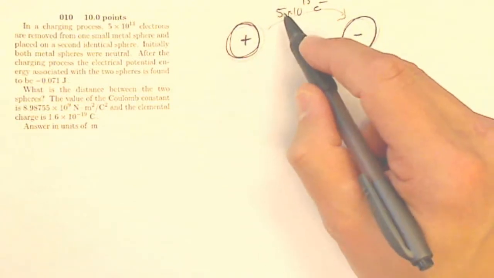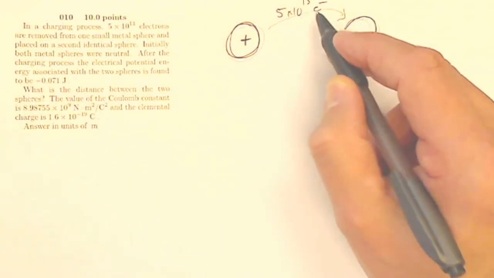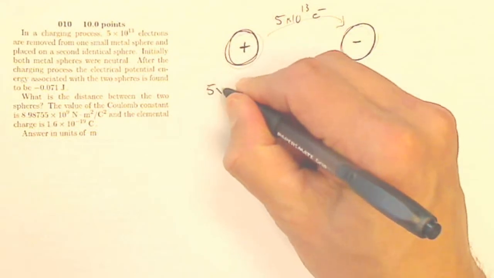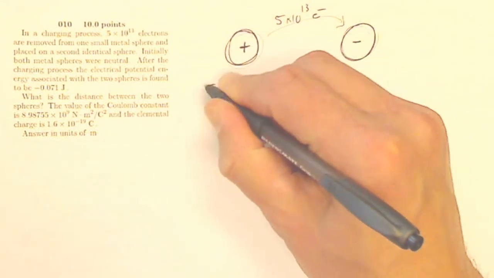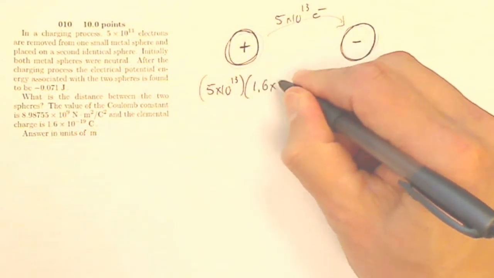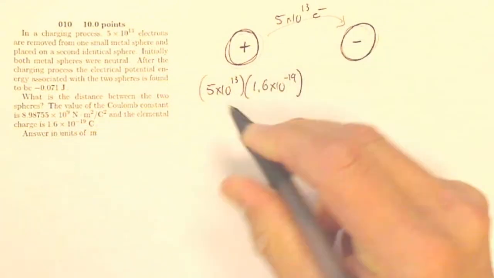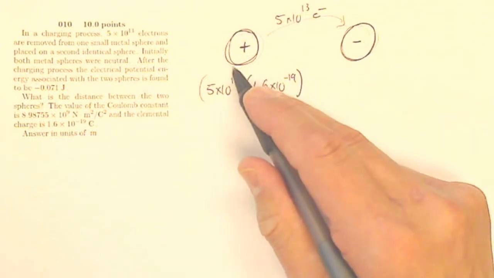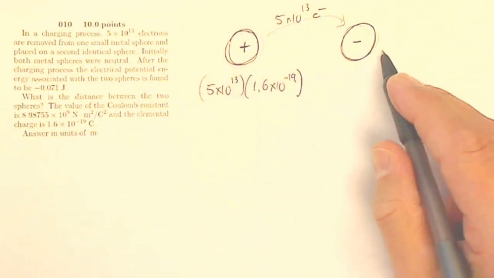Well, it's going to be 5 times 10 to the 13th times the charge on the electron. So this one is going to be 5 times 10 to the 13th times 1.6 times 10 to the minus 19th. So this one is going to be positive by that amount. This one is going to be negative by that amount. So this is going to be Q1. This is going to be Q2.